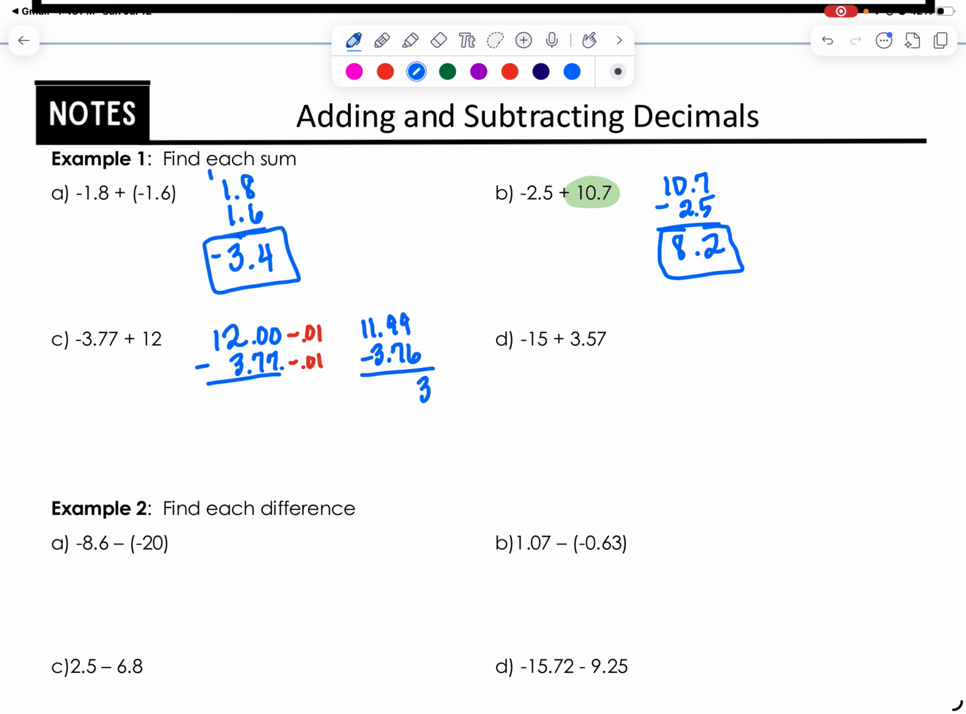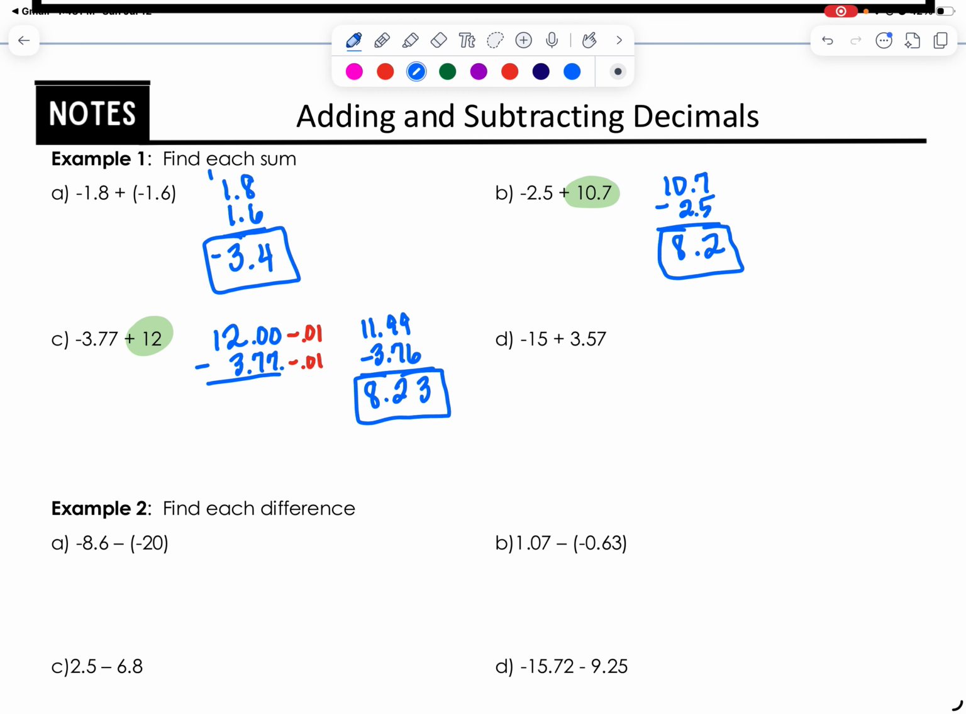Now let's subtract that. 9 minus 6 is 3. 9 minus 7 is 2. 11 minus 3 is 8. Then we decide, is my answer positive or negative? So I look at my original problem. The larger number is positive, so my answer is positive.